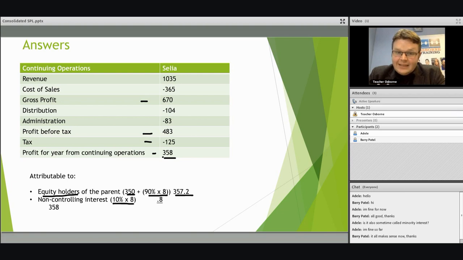Now we cannot forget the non-controlling interest. Right? So the non-controlling interest is 10%. So they get 10% of the 8, 0.8. And we need to make sure that it adds up to 358, so that it equals out. So after you've done that, you've basically done the consolidated statement of profit and loss, and you can give yourself a nice pat on the back. It's done, and then we can move on to other things. So don't be scared by the statement of profit and loss. It's a really simple, interesting way to get yourself going in consolidations.